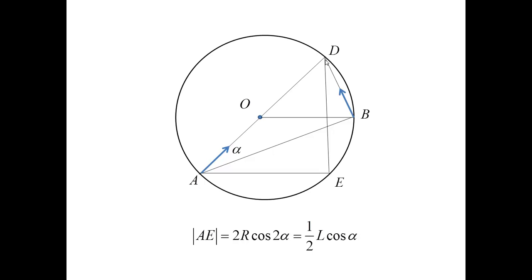If I look at the triangle ADE, I observe that the angle E is supported by a diameter. Therefore, it is equal to 90 degrees. Since DE is vertical, AE must be horizontal. It means that the angle EAB is equal to alpha.